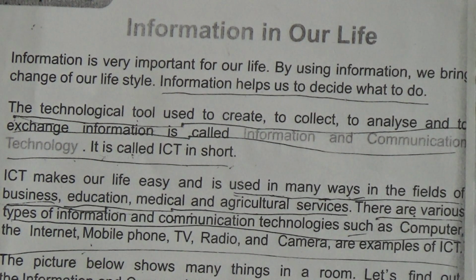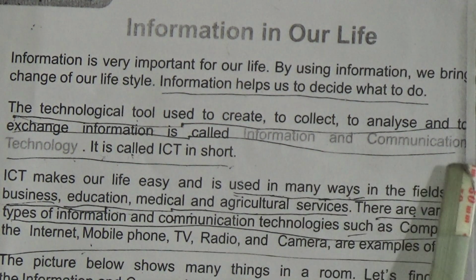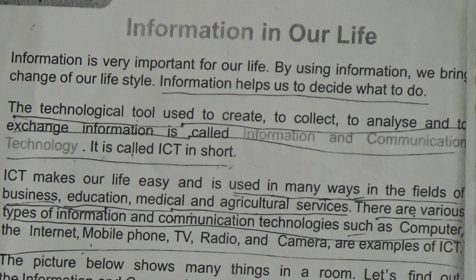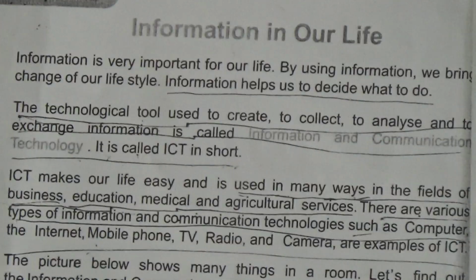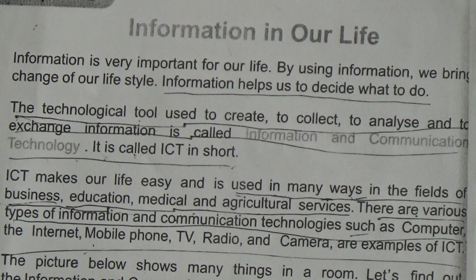So what is the abbreviation of ICT? ICT abbreviation is information and communication technology. And what is the technological tool? Technological tools are our radio, TV, mobile phone, telephone, fax. They are information tools, because with the help of these tools we collect information, different kinds of information, like news. We collect news from the TV or from the newspaper. We listen to music from the radio, or we watch movies.